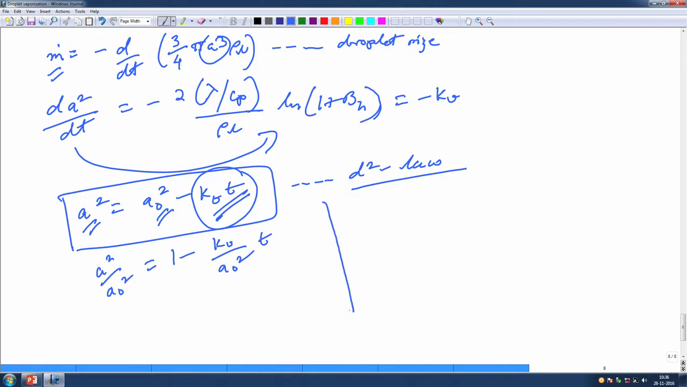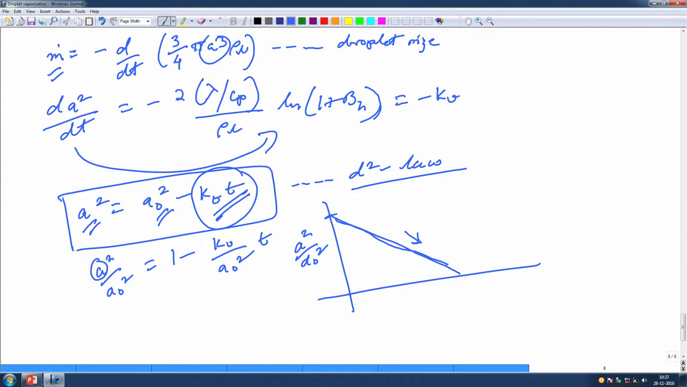So, this will show a decay characteristic like this. It will start when a naught is the same as a, so the time axis will start from there, and you can see it is a gradual reduction of the slope, which is expected, because a decreases with time. So, this is basically the d square law that we have derived out of this entire exercise.